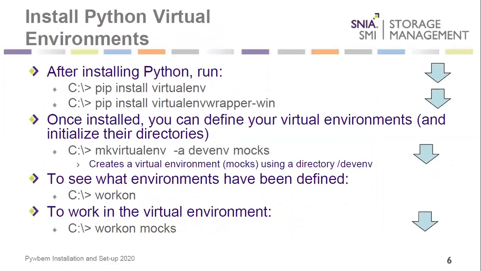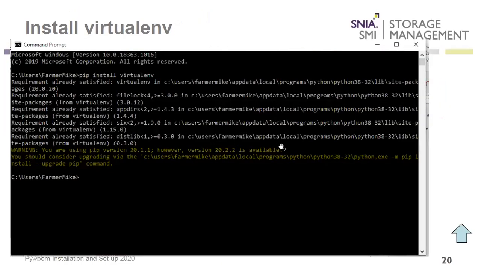So after we've installed Python, the next thing we want to do is install Python virtual environments. And this is actually going to involve installing two things. The first is virtualenv. You do a pip install virtualenv. And when you do that, you're going to get a set of statements on what was installed. You'll probably also get a message that you need to update your pip version, but that's neither here nor there.